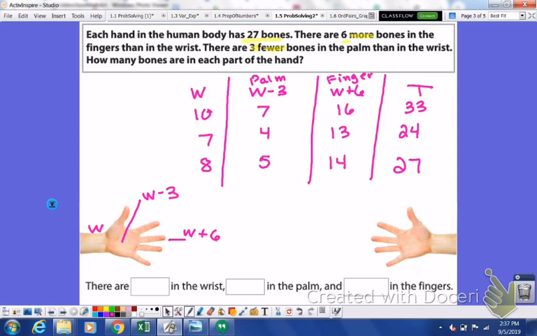And finally, filling in at the bottom, there are 8 bones in the wrist, 5 bones in the palm, and 14 bones in the fingers. So double checking our answer there. Yes, we were correct. Make sure you fill those in.